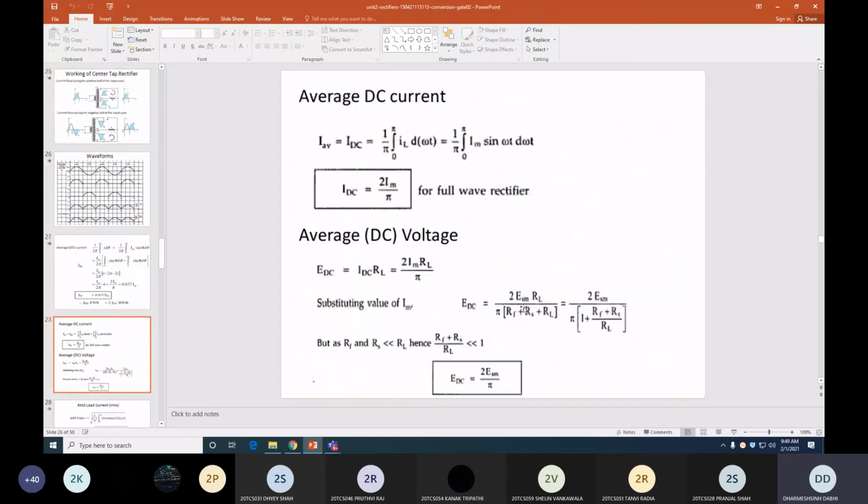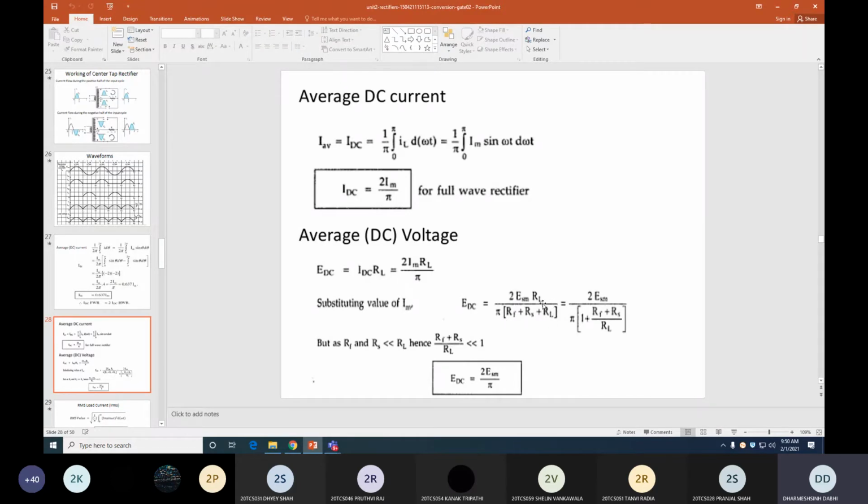So you can see that Im is ESM divided by RF, which is the resistance of the diode during forward conduction, plus RS, the secondary winding resistance, plus RL, the load resistance. So here Im is replaced by ESM divided by RF plus RS plus RL. So your equation becomes 2 ESM into RL divided by pi into RF plus RS plus RL.